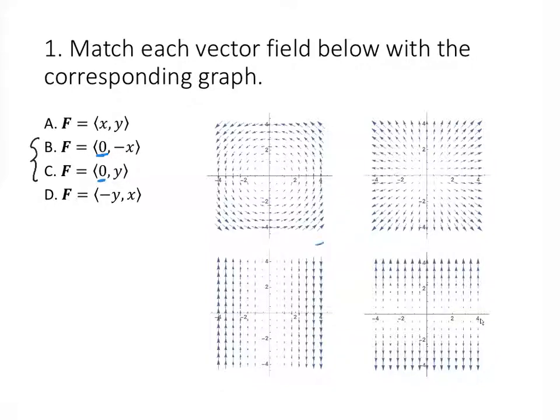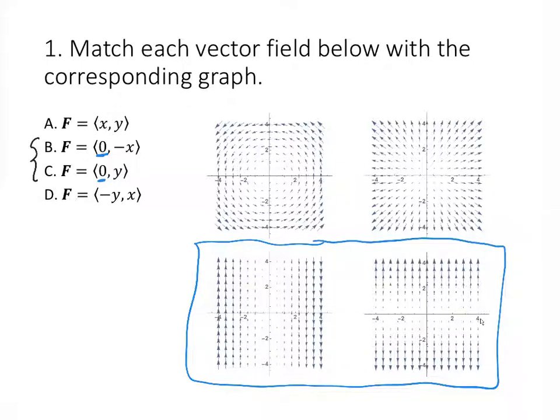So we can tell that of the 4 vector fields we have, the only ones that satisfy that are these 2 here at the bottom. Those are the only ones where the vectors solely point up or down, not to the left or to the right. So now let's think about what the y component being negative x would mean.